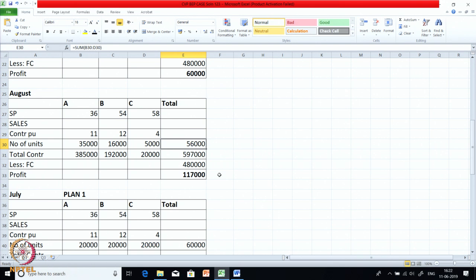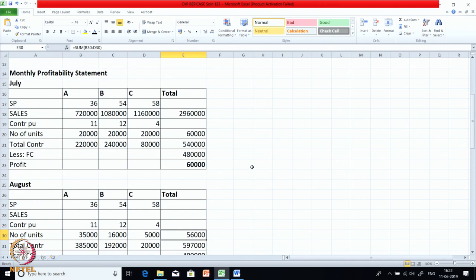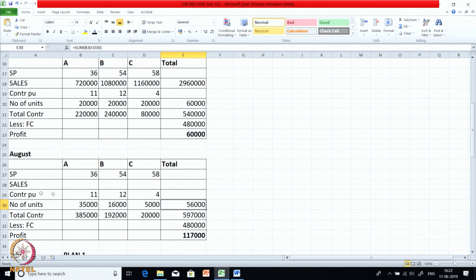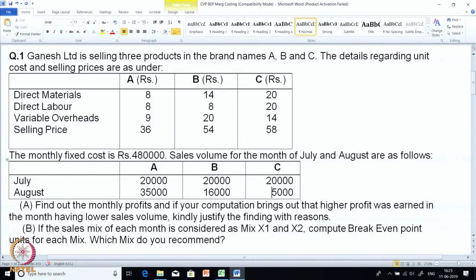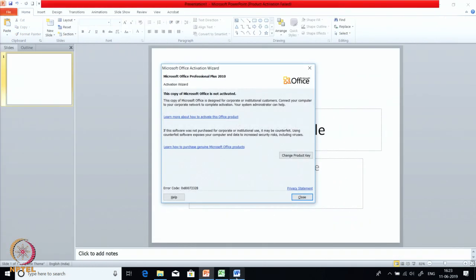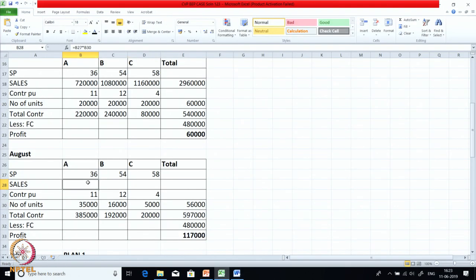The explanation was that the sales mix of August is much better than that of July. Getting it? Why is it better? Because product A, which has more contribution than product C, has now been emphasized. There is not much change in the sale of B, but C sales has gone down from 20 to 5, whereas the sales of A has gone up. That is why overall contribution has increased, leading to more profits in the month of August. So, as far as the first part of the question was concerned, these were our calculations, and there we had stopped.